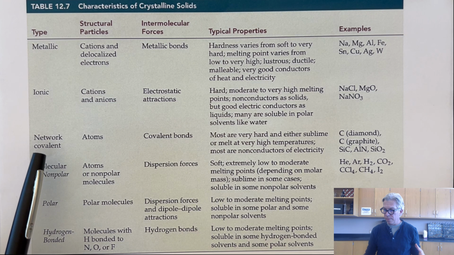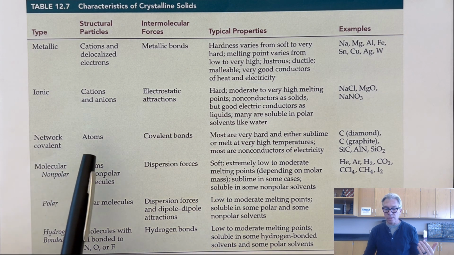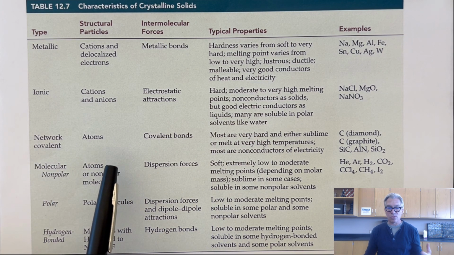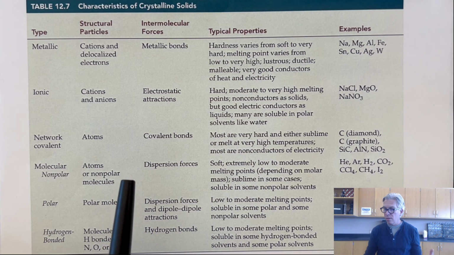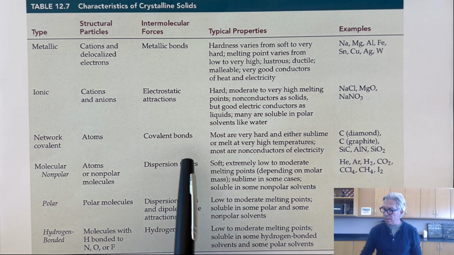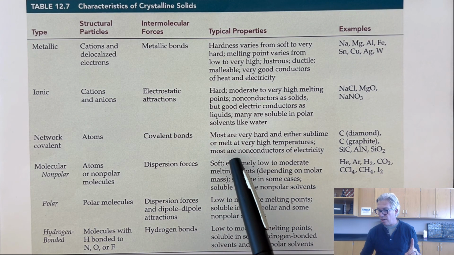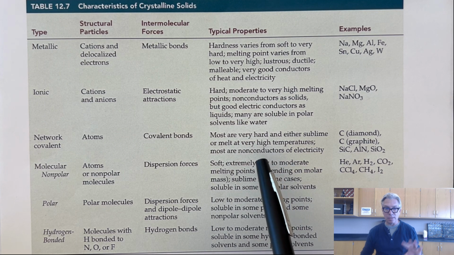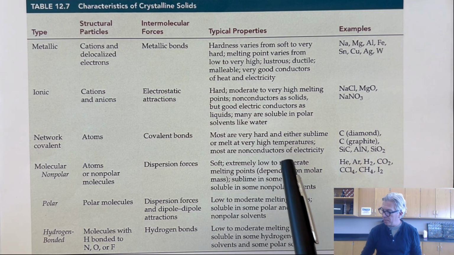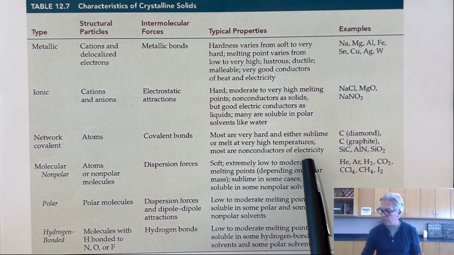Network covalent compounds. Those are the ones that are like glass or silicon or diamond, where they have covalent bonds in all three dimensions, and it goes on and on and on. These are very, very hard usually, and either sublimate or melt at very, very high temperatures. So like diamond melts at like over 3,000 degrees, which is a lot. Most are non-conductors of electricity, and they're just very hard.